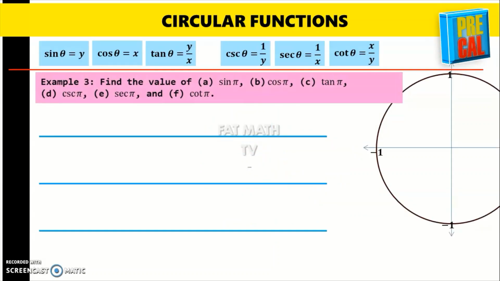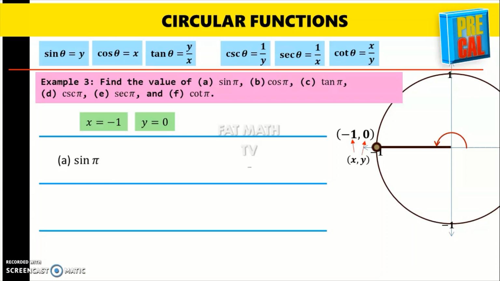How about this? Sine of pi, cosine of pi, and so on. So we need to identify the terminal side and terminal point of pi. So pi is half a revolution, or that is simply 180 degrees. So the terminal point is here. Since this is a unit circle, this is 1 unit away from the center, which is 0, 0. So the coordinates are negative 1, 0. So x is negative 1, y is 0. So we can already identify the 6.